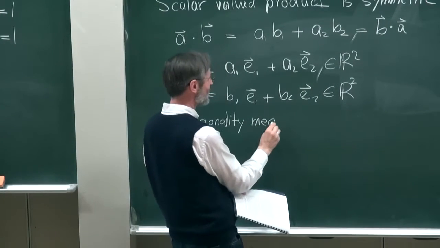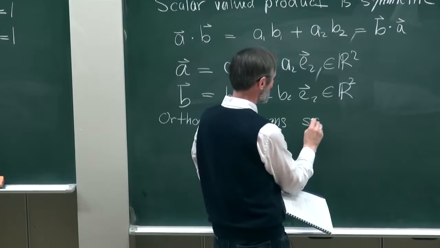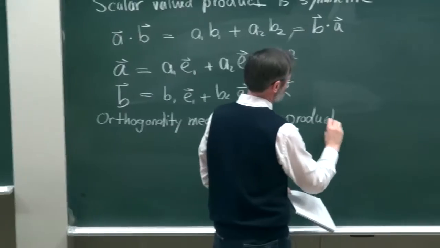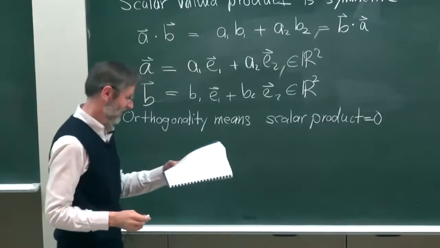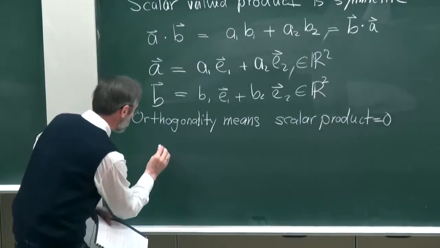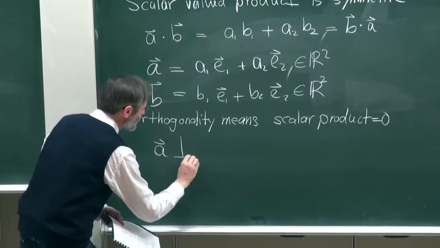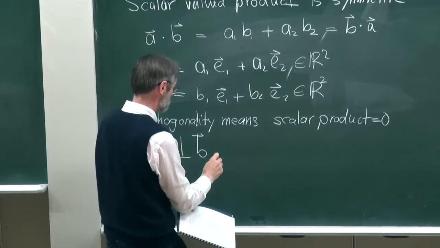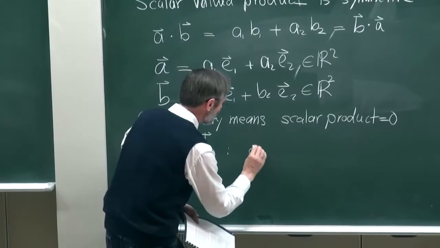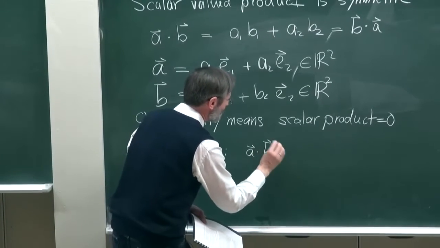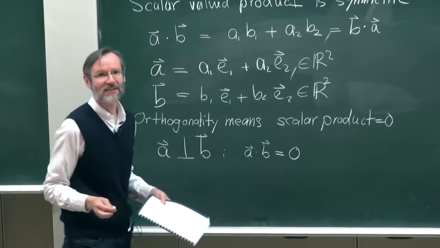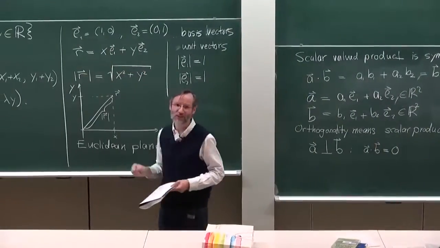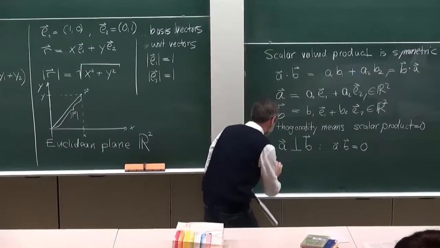Orthogonality means that the scalar product vanishes, it becomes 0. So we write that a vector A is orthogonal or perpendicular to another vector B if A inner product B is 0. And for example, if you try that for the two vectors E1 and E2, it's very obvious.